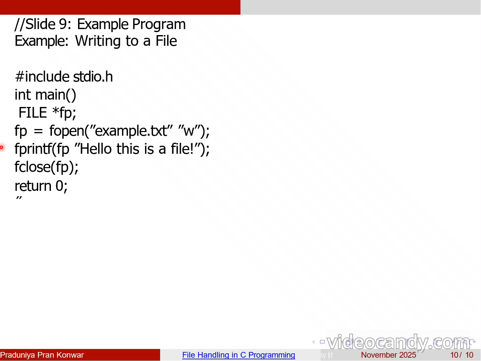Then we use the fprintf function to write the message "Hello, file handling. Hello, this is file." And finally, we close the file using fclose(fp) to make sure all the data is saved properly and the file is released from the memory. When this program runs, a new file named example.txt will be created in the working directory and it will contain the text that we wrote.